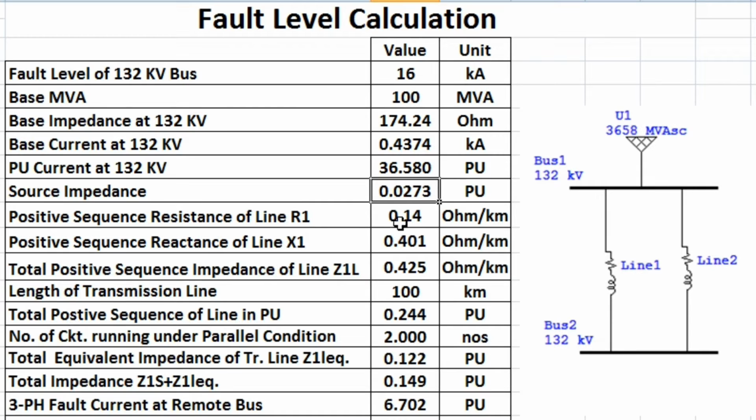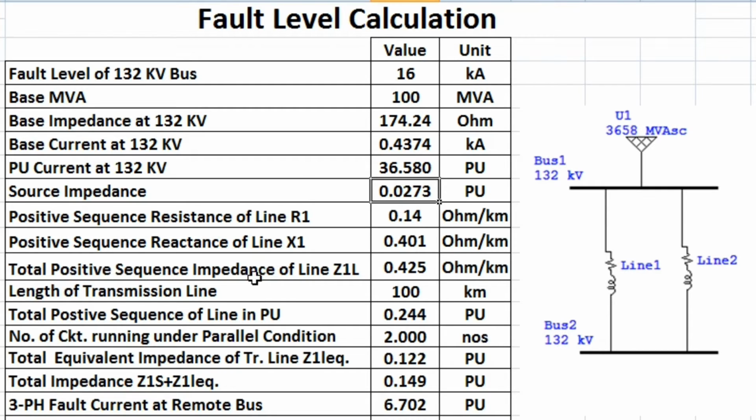And the source impedance is given by 1 divided by the per unit current at 132 kV, which is 0.0273 per unit. Since it is a panther conductor circuit, the positive sequence resistance of the line, that is R1, is equal to 0.14 ohm per kilometer, and the positive sequence reactance of the line, that is X1, is equal to 0.401 ohm per kilometer. It can be obtained from the conductor datasheet.